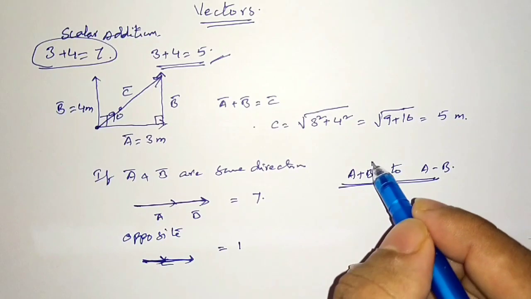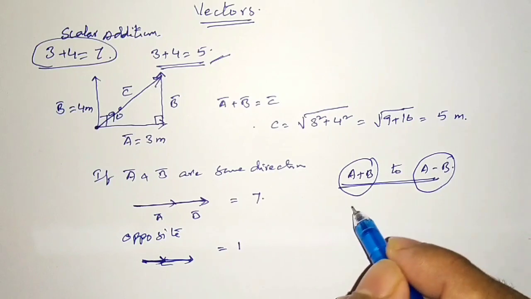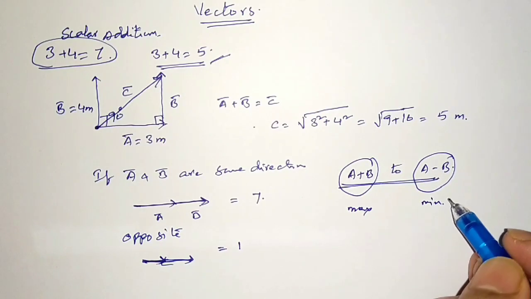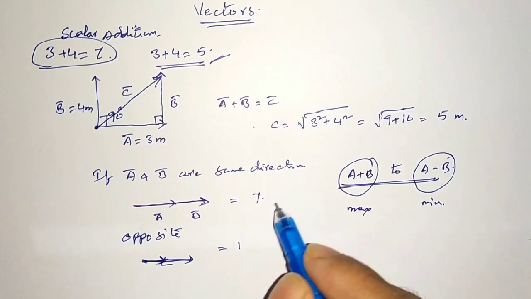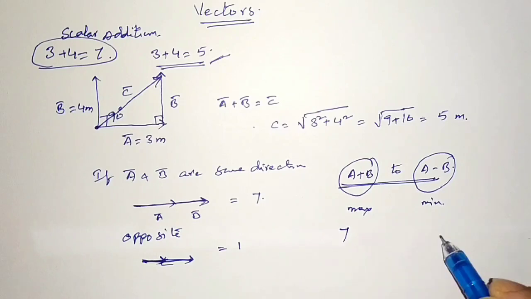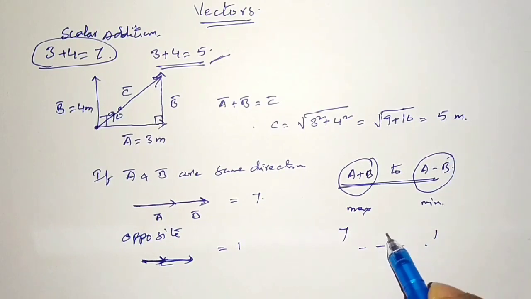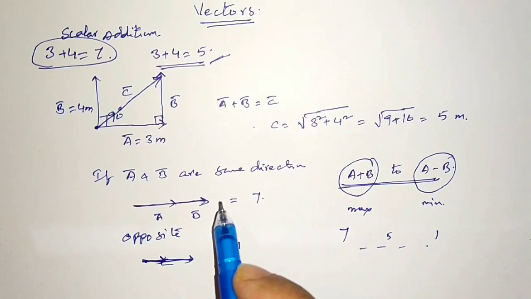Right? This is the maximum value of the sum of the two vectors, and this is the minimum value of the sum of the two vectors. Maximum value and minimum value. Right? So it can have any value between these two. See, the maximum value is 7. Minimum value is 1. It can be any value. See 5 here. So the sum of the two vectors can be any value between A plus B and A minus B.